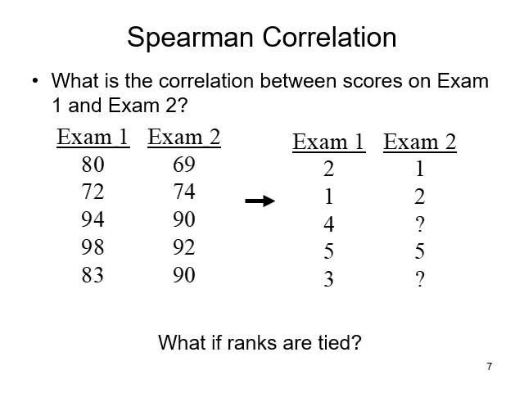What happens if ranks are tied? So for example, in exam 2, I've got two 90s. Clearly my lowest score is a 69, my next highest score is a 74, that's the 2. My highest score is the 92, that's a 5. What do I do with the two 90s?